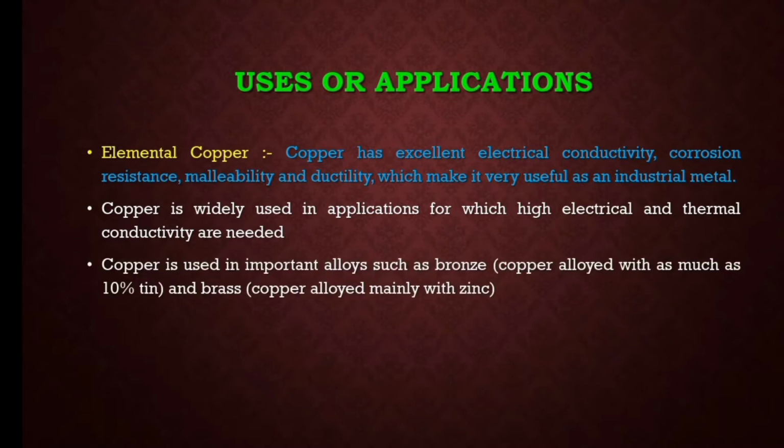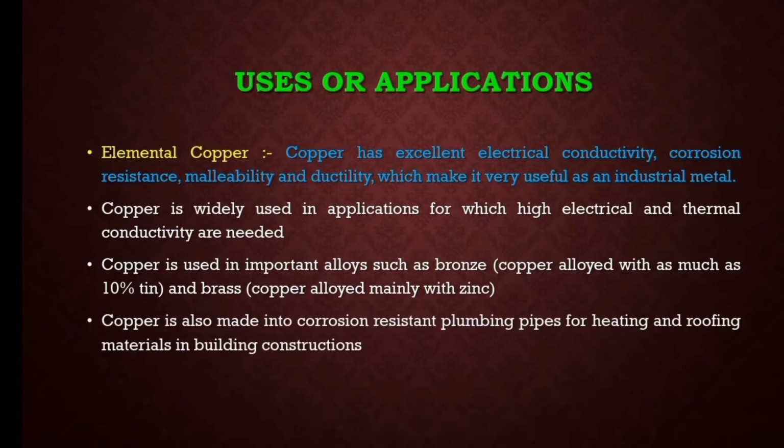Copper can also be used to form important types of alloys like bronze. Copper is alloyed with as much as 10% of tin. Such an alloy is bronze. Another type of alloy is brass. Copper is alloyed mainly with zinc. So copper combined with zinc forms brass. When copper is combined with 10% tin, it forms bronze. So these are the important alloys.